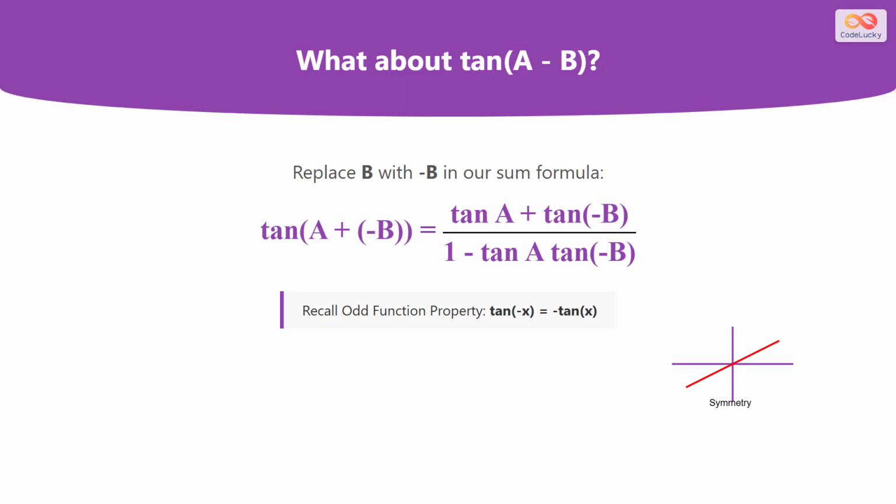What if we have a difference, A minus B? We don't need to start over. We can just view A minus B as A plus negative B, using the fact that tangent is an odd function, meaning tangent of negative B equals negative tangent B. We simply change the signs in our sum formula.